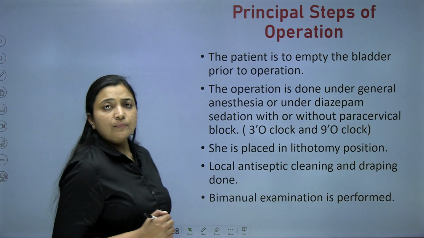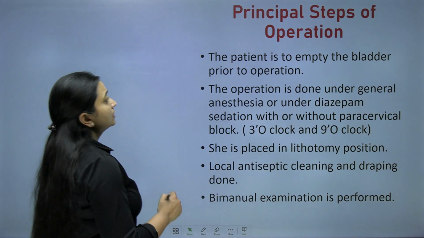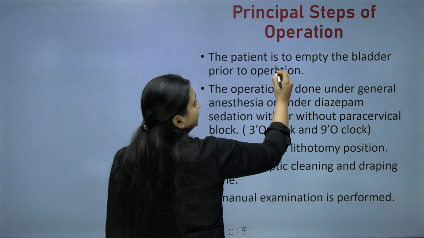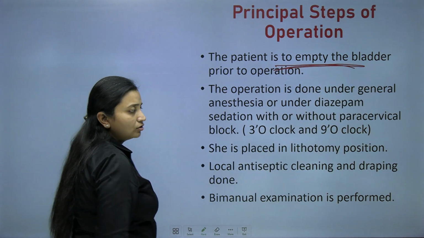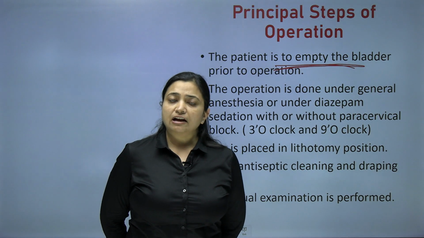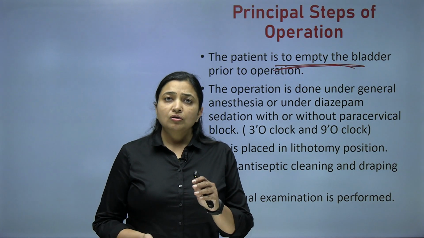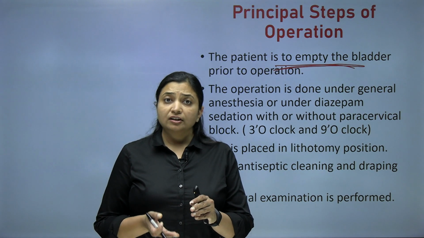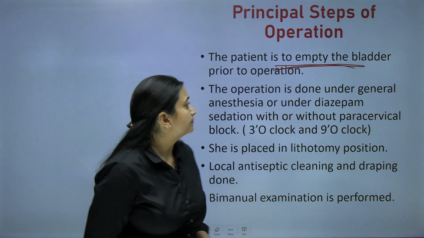Now we will study the principal steps, that is how we perform the surgery. The patient is to empty the bladder prior to the operation. This is very important. If you are discussing this in front of your examiner, then you will have to say that the bladder is emptied, because if the bladder is full, you cannot actually make out whether the uterus is anteflexed or retroflexed, so the whole surgery is difficult.